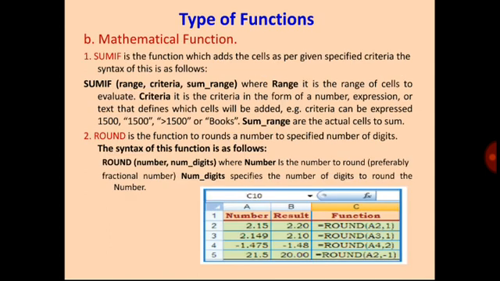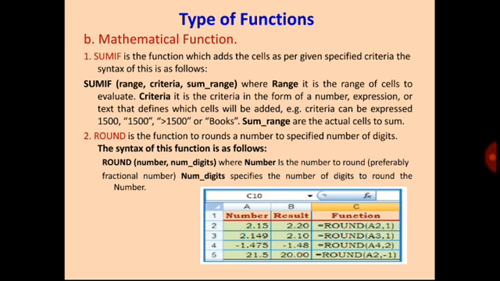Then we have the second category, that is mathematical functions. First of all, we have the SUMIF function. SUMIF is the function which adds the cells as per a given specified criteria. The syntax of this is as follows: SUMIF, then range. Within the arguments, the first argument is range, the second is criteria, and the third is sum_range, where range is the range of cells to evaluate. Criteria means the condition in the form of a number, expression, or text that defines which cells will be added. For example, criteria can be expressed as greater than 15, or books, or 1500. Sum_range are the actual cells that are to be summed.